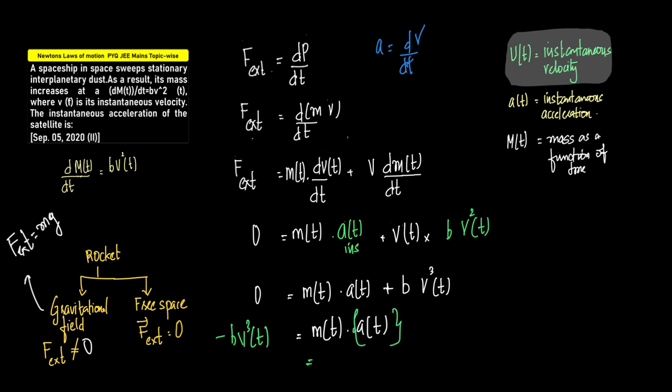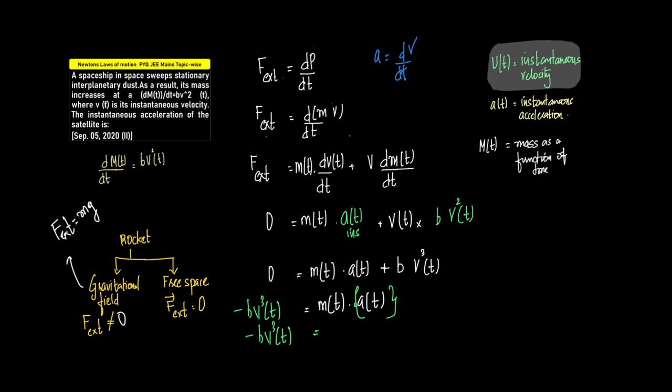Instantaneous acceleration. So this basically becomes minus bv cube of t, the whole upon m of t, right? So the correct answer is minus bv cube. I don't have the options here, so I think that's clearly given in your handout. So which option is this? Yeah, that's option C. So minus bv cube by m of t.